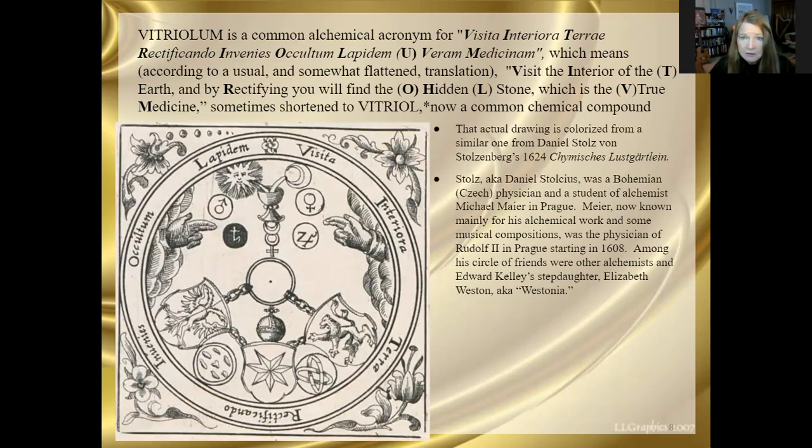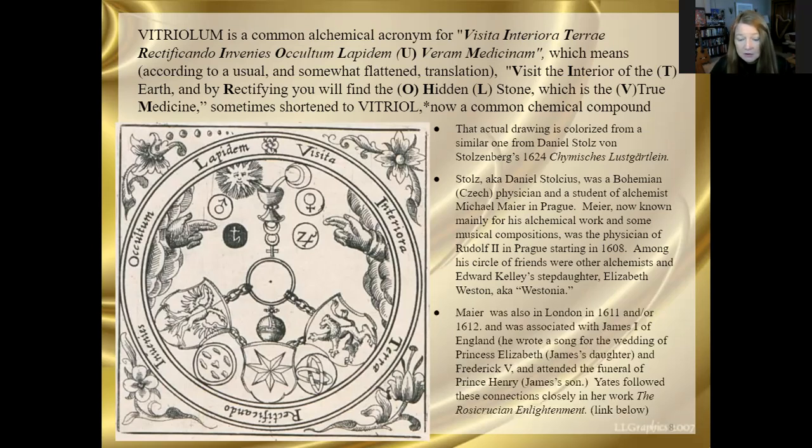And so Maier, who is now mainly known for his alchemical work and his musical compositions, was also a physician of Rudolf II in Prague starting in 1608. By that time, Kelly is dead, Dee is dying, but among his alchemical circle is Kelly's stepdaughter, Elizabeth Westonia, who is a poet. One of the things Maier does, and no other alchemist does this that I know of, is rather than just talking about how music is interrelated to all these things that you do in alchemy, Maier actually composes music to go with his alchemical text, which is kind of cool.